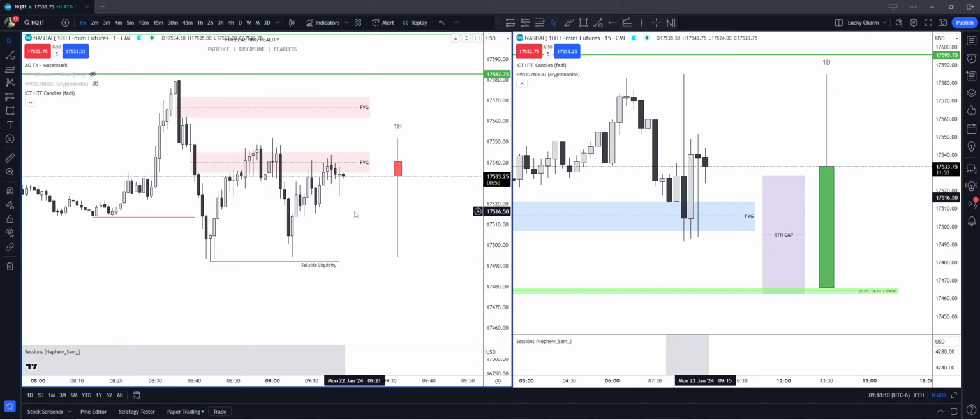There is a difference between taking partials and protecting yourself at logical levels when your system tells you to do so, versus you emotionally doing that.